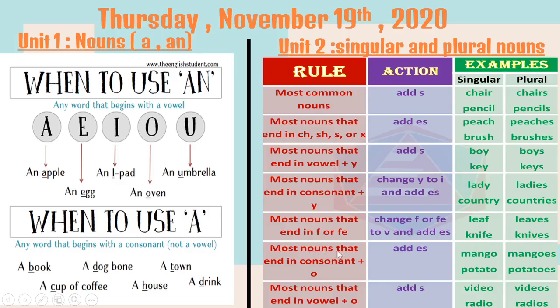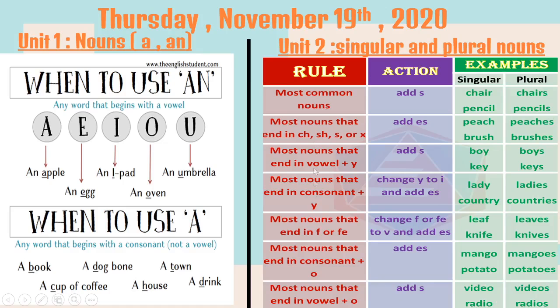Most nouns that end in a consonant plus o, you need to add es. Example, mango, mangoes, right? Okay, potato, potatoes. Most nouns that end in a vowel plus o, you just add only s. Example here, video, videos, radio, radios, right?